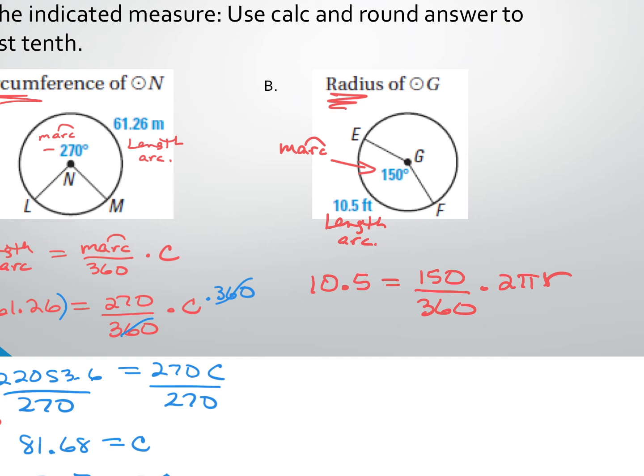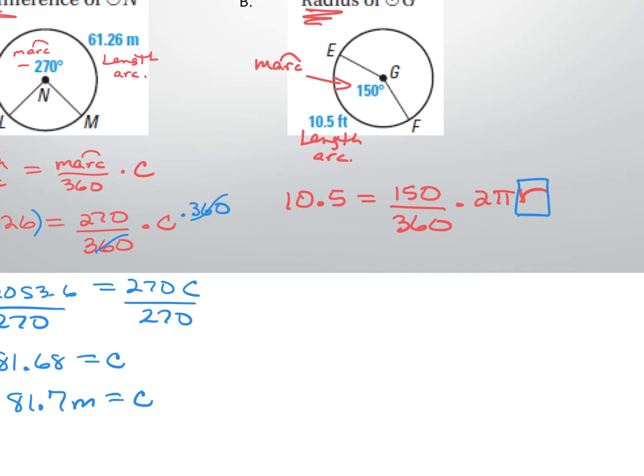All right, so now we need to solve for the r. Now, I'm using my calculator, so really I don't need to simplify things. I can just start dividing, but I'm going to go ahead and simplify it just so my numbers aren't so big. Whenever I have a 0 in the top and the bottom, I always cut them off. So now I have 10.5 is equal to 15 over 36. And then I have 2 pi r. And again, I'm solving for r. I could also reduce the 15 over 36.